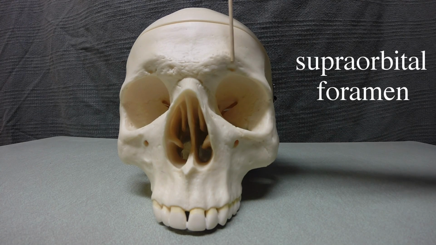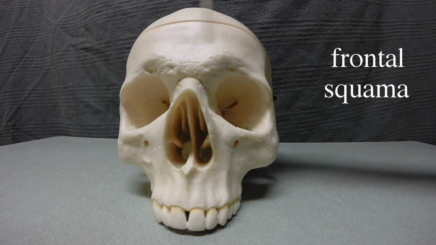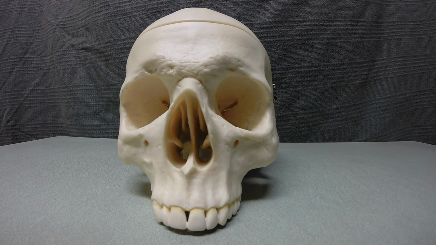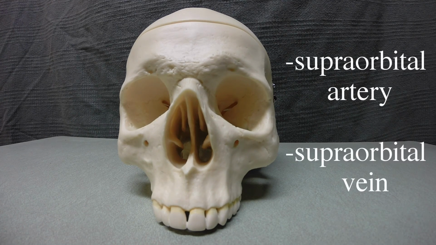The supraorbital foramen are located on the supraorbital ridge beneath the frontal squama, or forehead region. The supraorbital foramen are important holes that act as passageways for nerves and vessels to run through, like the supraorbital artery and the supraorbital vein.